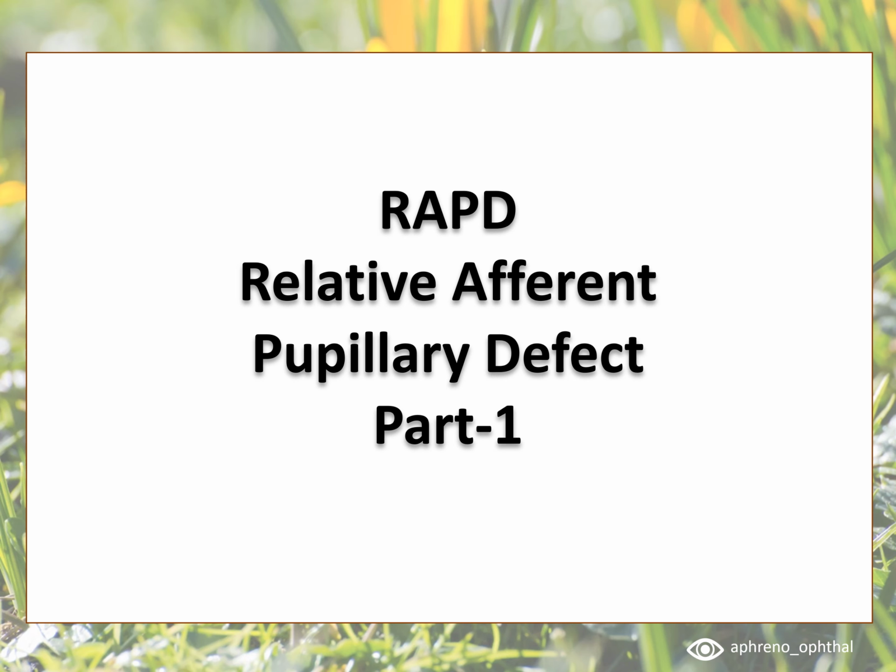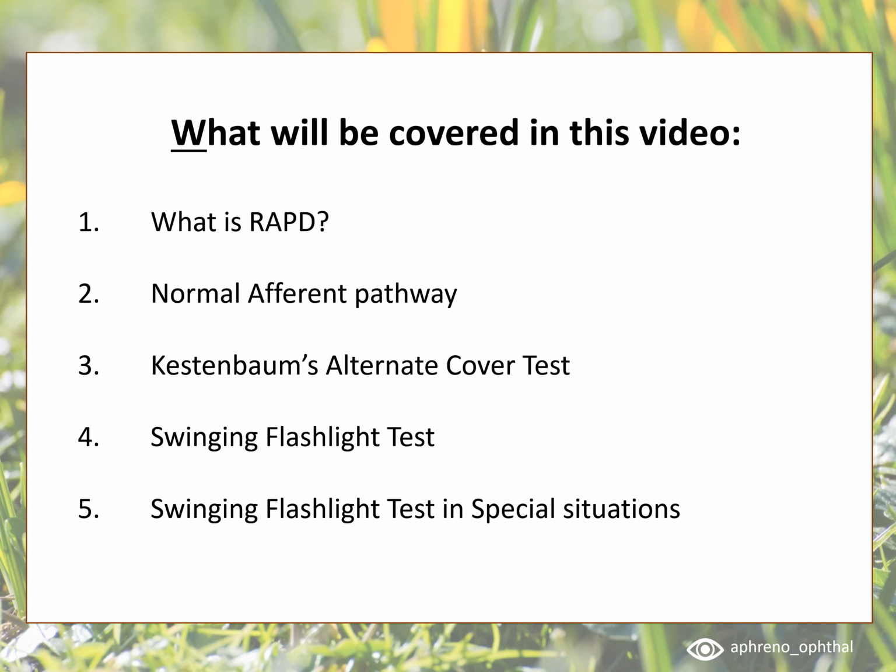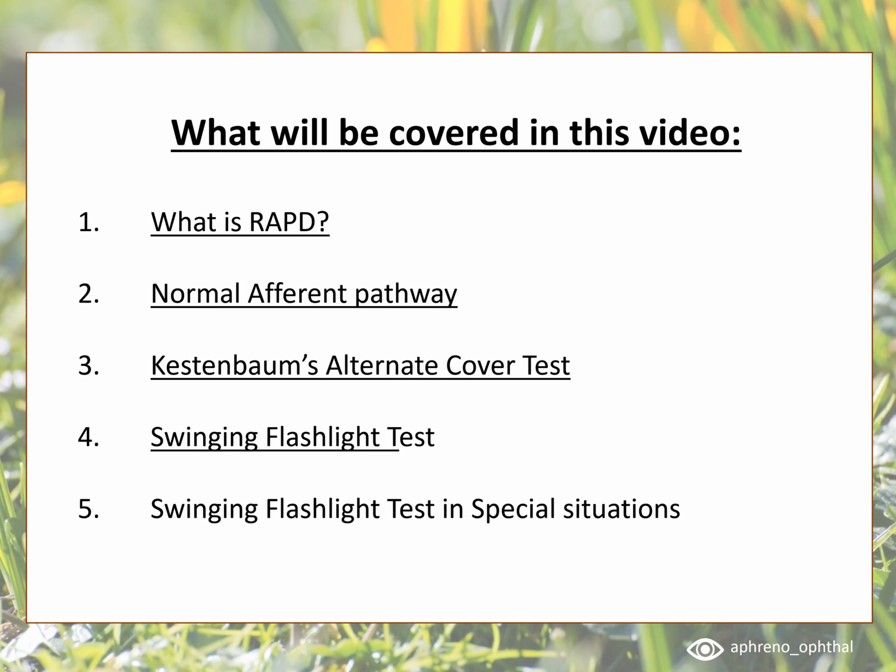Relative Afferent Pupillary Defect, Part 1. What will be covered in this video? What is RAPD? Normal afferent pathway. Kestenbaum's alternate cover test. Swinging flashlight test. Swinging flashlight test in special situations.